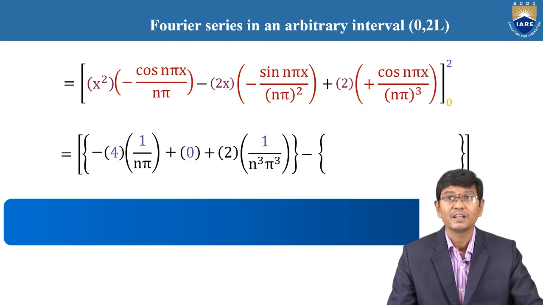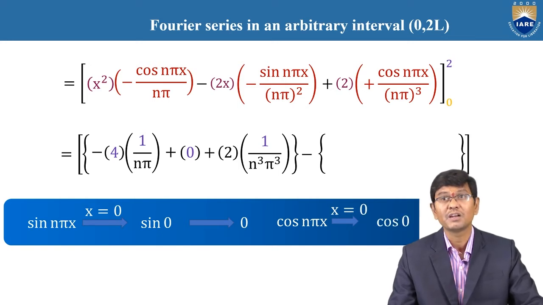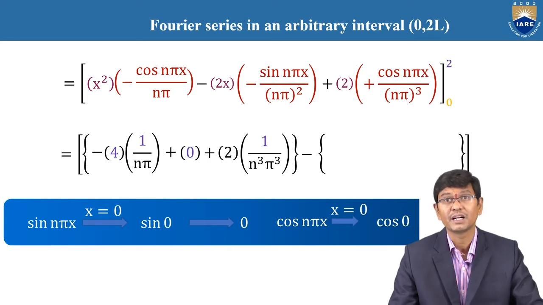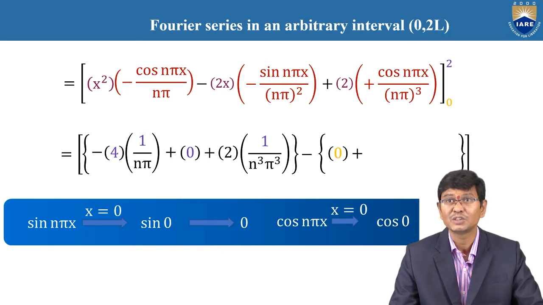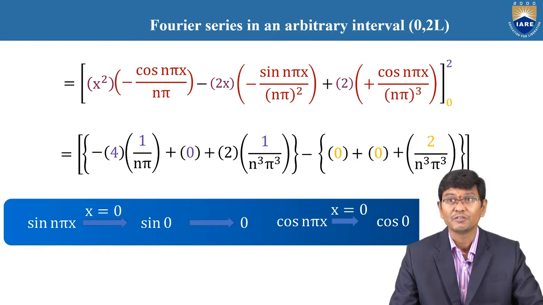According to the lower limit, sin n pi x at x equal to 0, that is sin 0, is equal to 0, and similarly cos n pi x at cos 0 is equal to 1 only. Therefore, once again using these values in the given equation, the first term is 0, and again minus 2 into something that is 0, and again plus 2 into cos n pi, whose value is 1, that is 2 by n cube into pi cube.